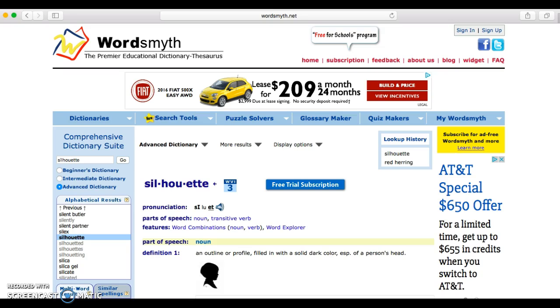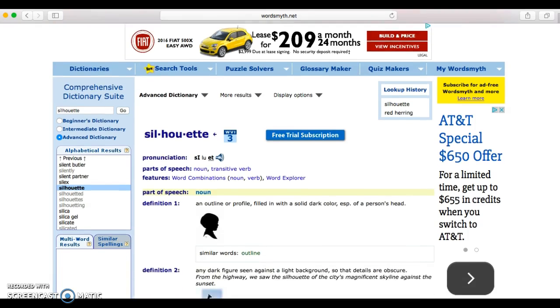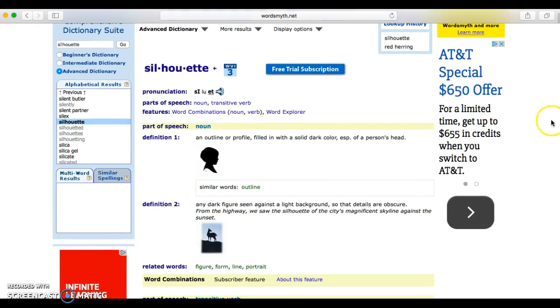Then they can look at the definition. Sometimes there's several definitions for it, but then they also see outline, filled in, so they could kind of see how it connects to the sentence and the one that I gave them. And then it also gives related words, so figure, form, line, portrait. So then they don't have to look up synonyms, and then from those words they can think about antonyms.